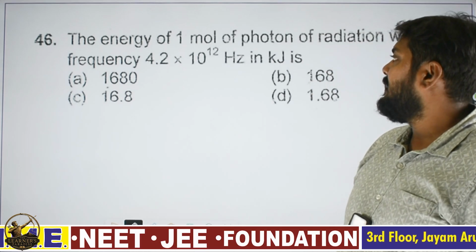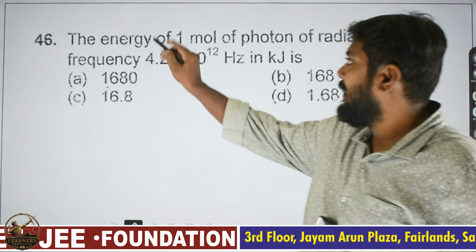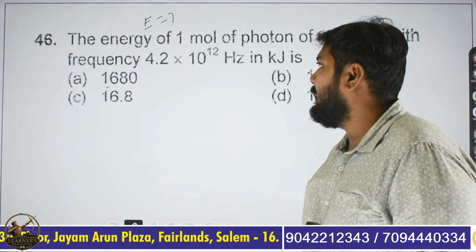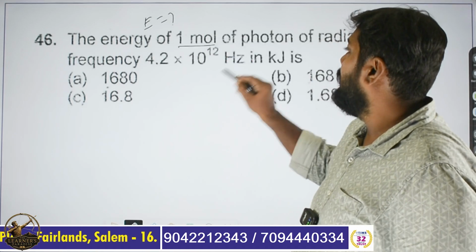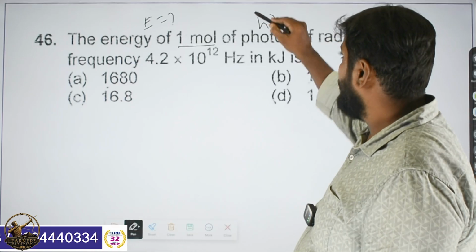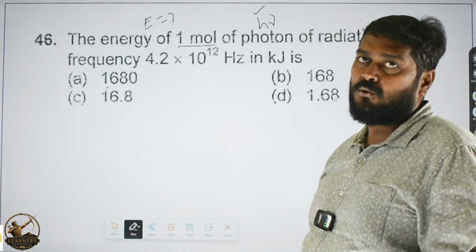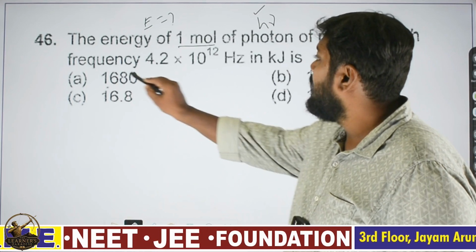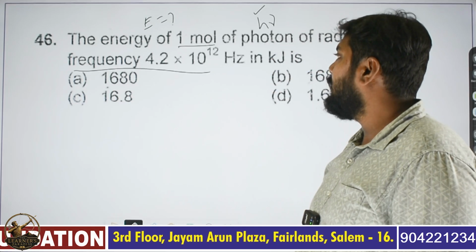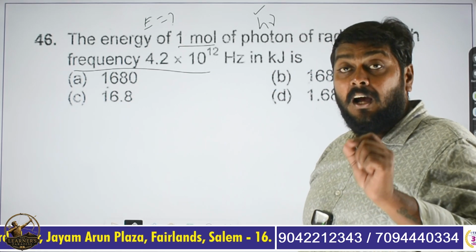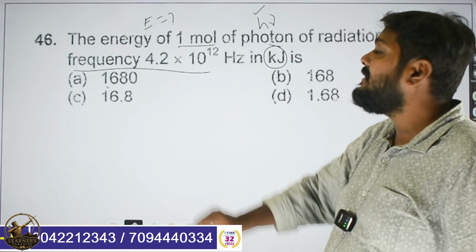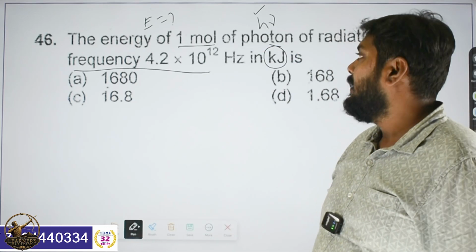So after reading this question, you will come to know you are asked to calculate what? Energy. நம்மள energy calculate பண்ண சொல்லி கேட்டிருக்காங்க, ரைட்டா? You are given 1 mole photon கொடுத்துட்டாங்க. You know the photon, that is nothing but h nu. In this, what is h? H is nothing but your Planck's constant. Nu is your frequency. And the value of frequency நமக்கு என்னன்னு கொடுத்துட்டாங்க? 4.2 into 10 to the power 12 hertz ன்னு கொடுத்துட்டாங்க. And very important, you are asked to give your answers in kilojoules, right?